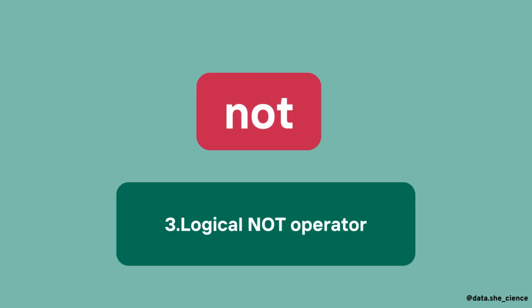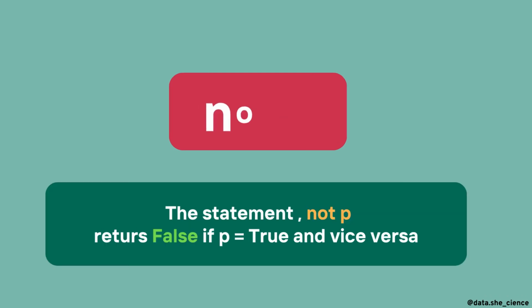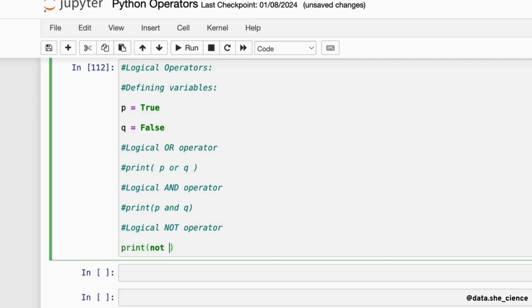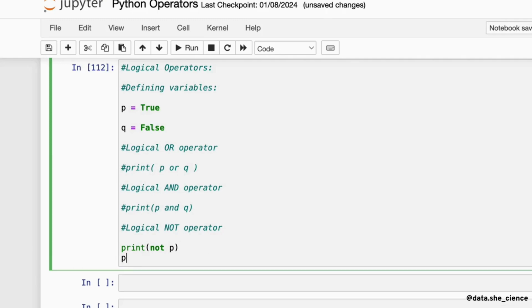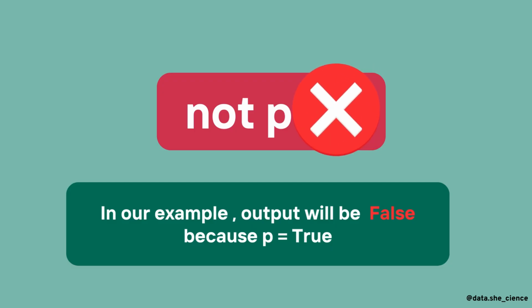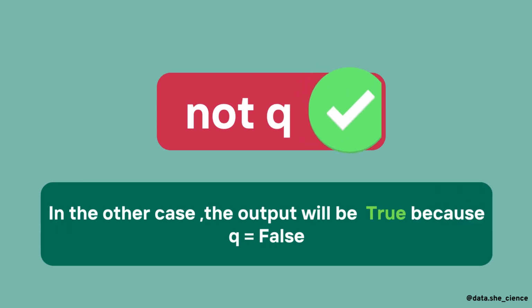Third is logical NOT operator. The statement not p returns false if p is equal to true and vice versa. In our example, the output will be false because p is true. In the other case, the output will be true because q is false.